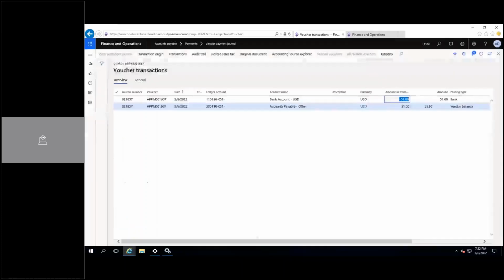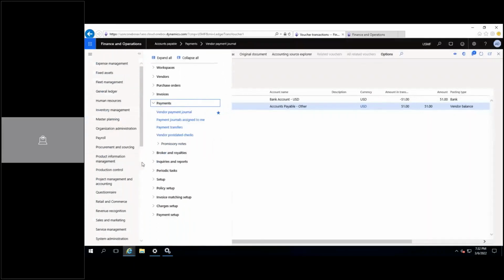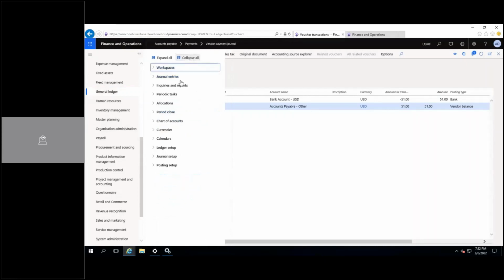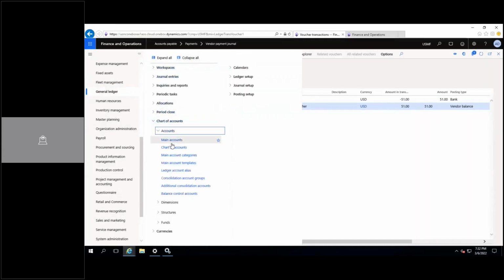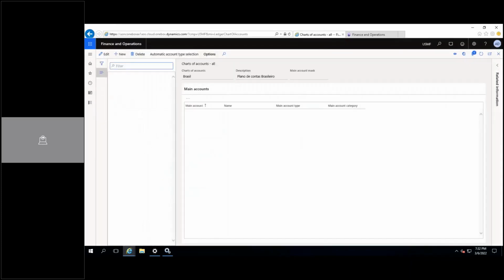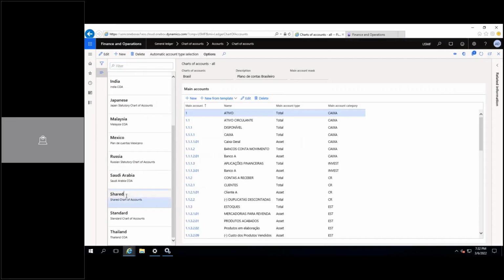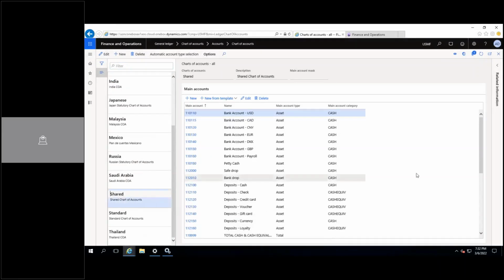Okay, let me show you that one in the system. If you still have doubts, let me show you. General ledger, collapse all, chart of accounts, and then here chart of accounts. So I'm taking one chart of accounts, like a shared set of accounts. This is one chart of accounts.